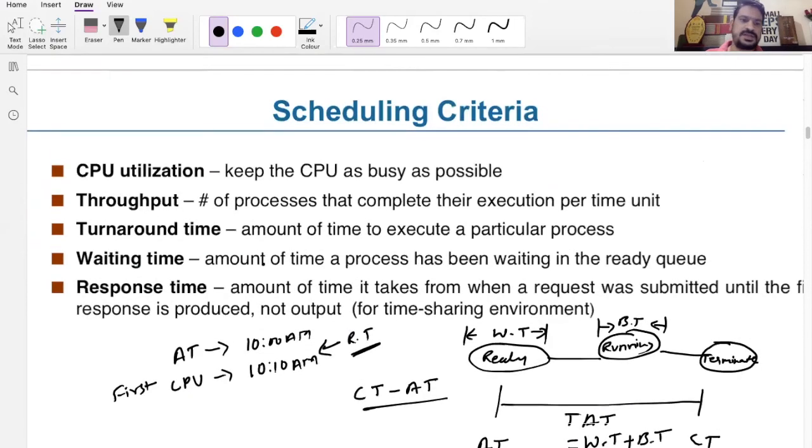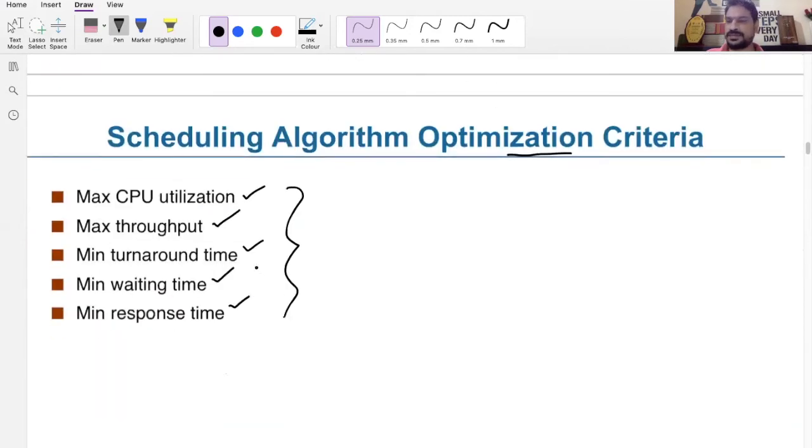The CPU utilization has to be maximized. The throughput has to be maximized. The turnaround time has to be minimized. The waiting time has to be minimized. And the response time also has to be minimized. Getting it? All these are the criteria, and what we have to do with them is shown here.